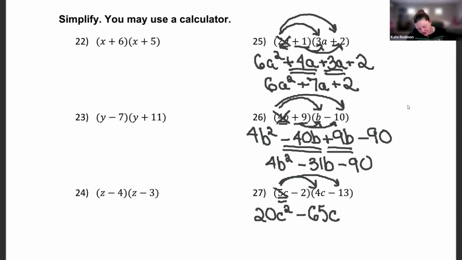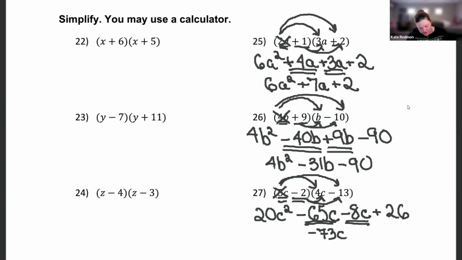Now I'm done passing out 5c. Time to move on to negative 2. Negative 2 times 4c, negative 8c. And negative 2 times negative 13. Do it in your calculator if you need to, but a negative times a negative is a positive. It's going to be positive 26. Goodness. It's all addition and subtraction now, so look for your like terms. Negative 65 minus 8. What's that? Negative 73. And remember, when adding and subtracting, c's are c's are c's. They're not going to suddenly get exponents on them.